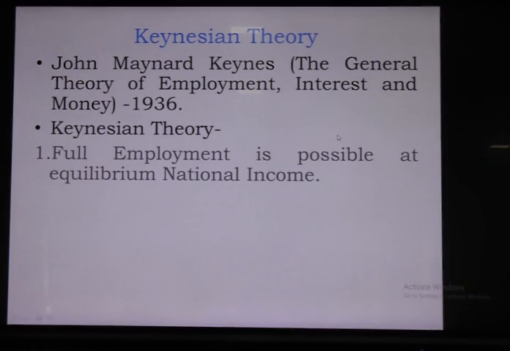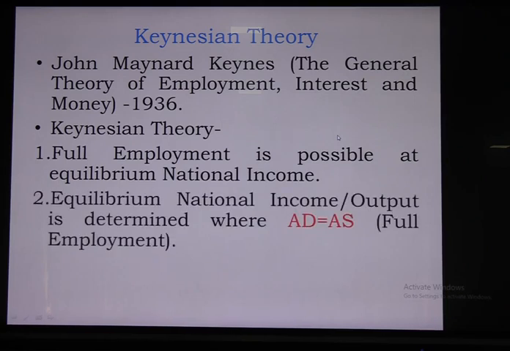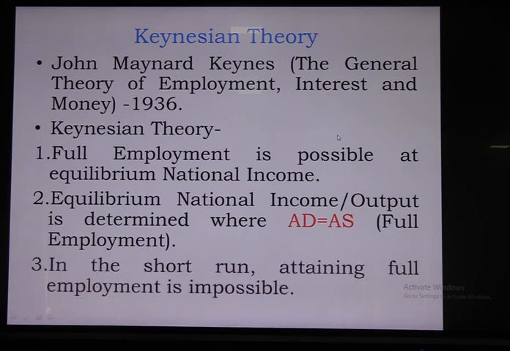John Maynard Keynes's ideas are published in his book The General Theory of Employment, Interest and Money in the year 1936. Then what about Keynesian theory? The theory states that full employment is possible at equilibrium national income. Equilibrium national income or output is determined where aggregate demand equals aggregate supply. This condition is known as full employment. In the short run, attaining full employment is impossible. So this is the Keynesian argument.